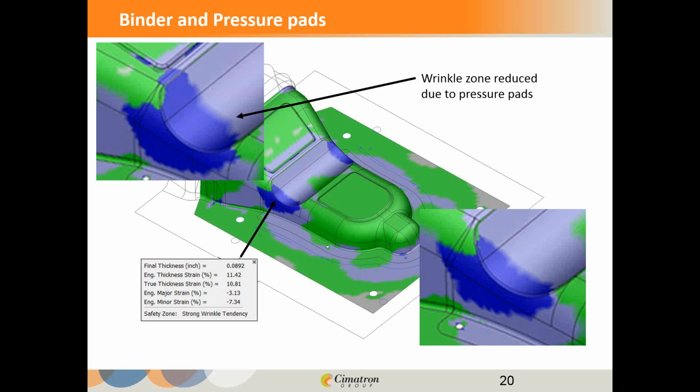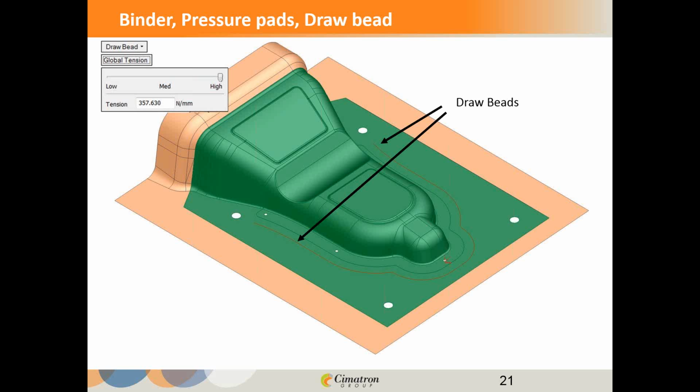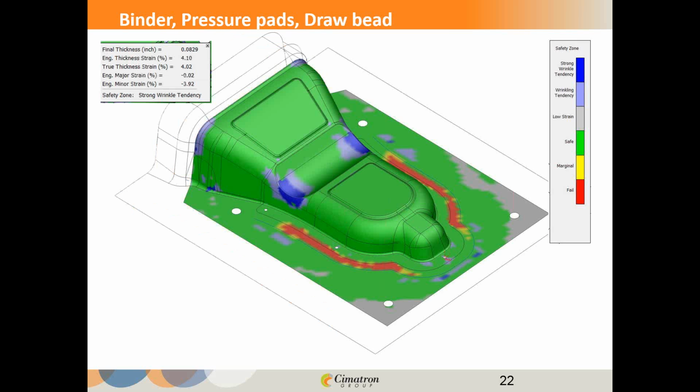Another typical way of handling issues like this would be to put draw beads in the part. What Cimatron is asking for is the center line of the draw bead, and then we add the tension to it, how much pressure we're going to put on that draw bead. Using that, we get this result. So the draw bead looks good in helping the part form. Now I'm down to 4% in that wrinkle tendency area. So the numbers are getting better. But I've got a huge problem with a tear now.